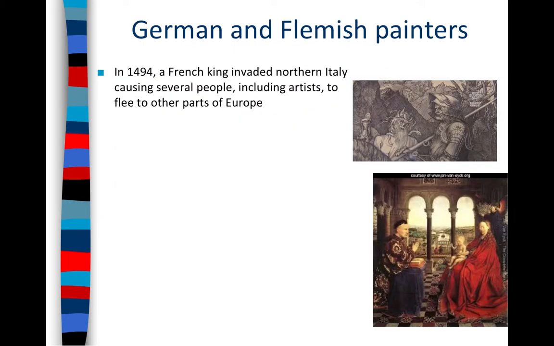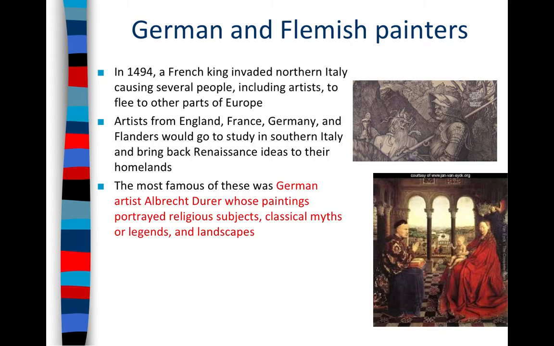In 1494, a French king invaded northern Italy, causing several people, including artists, to flee to other parts of Europe. Artists from England, France, Germany, and Flanders would go to study in southern Italy and bring back Renaissance ideas to their homelands. The most famous of these was German artist Albrecht Dürer, whose paintings portrayed religious subjects, classical myths, or legends and landscapes.